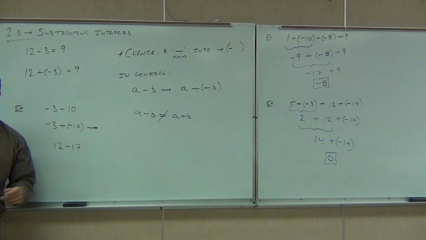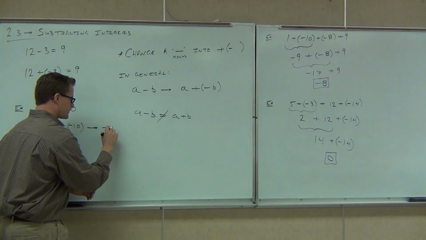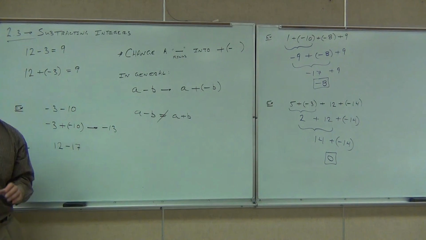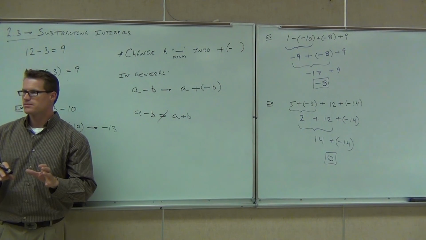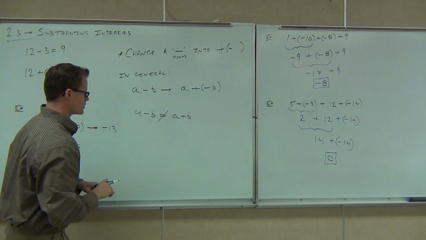Can you do this problem now? Negative 3 plus negative 10? Negative 13. Great. Same sign: add them together, keep the common sign. We just went over that. So our idea is change minuses and then use the addition rule.